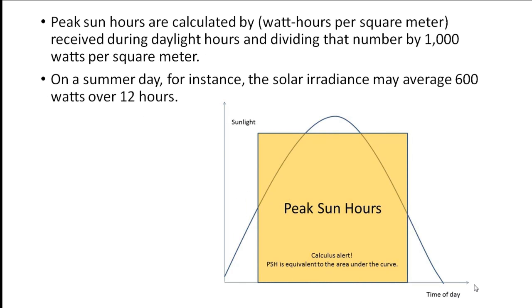On a summer day, for instance, the solar irradiance may average 600 watts over 12 hours. As a result, the total solar irradiation is 7200 watt-hours, and peak sun hours is 7200 watt-hours divided by 1000, that is 7.2 hours of peak sun. Even though the peak sun hours per day is 7.2, solar irradiance may only reach 1000 watts per meter square for 2 hours.